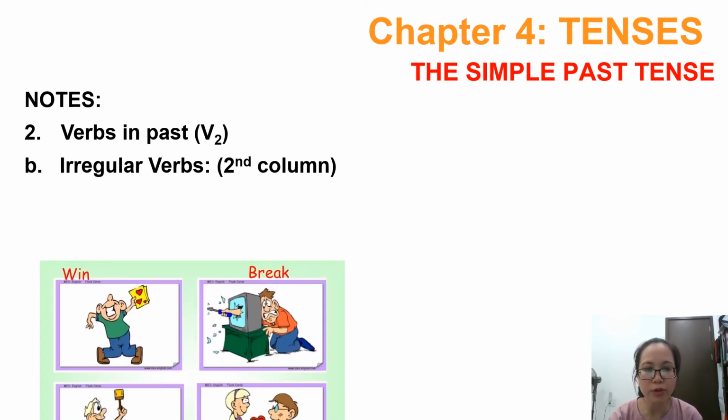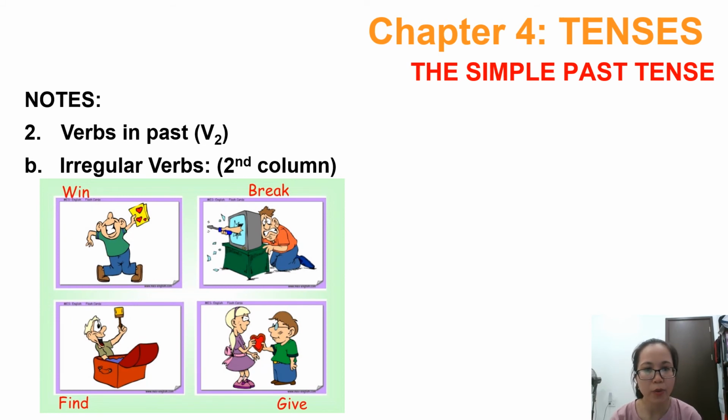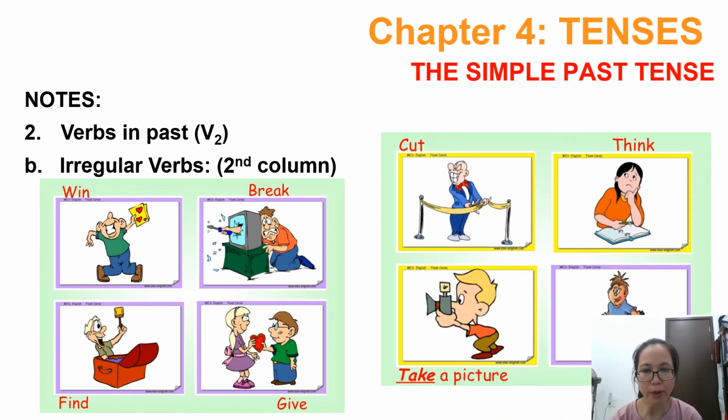And I'm going to show you also the other verbs, and all you have to do is find me the past form of these verbs. Is that okay? So tell me, what is the past form of win? Won, that's right. Break, exactly, broke. Find, very good, found. Give, excellent, gave. Okay, and how about cut? The same thing, cut. Okay, think, thought, that's very good. Take, took. Okay, that's a very great job.